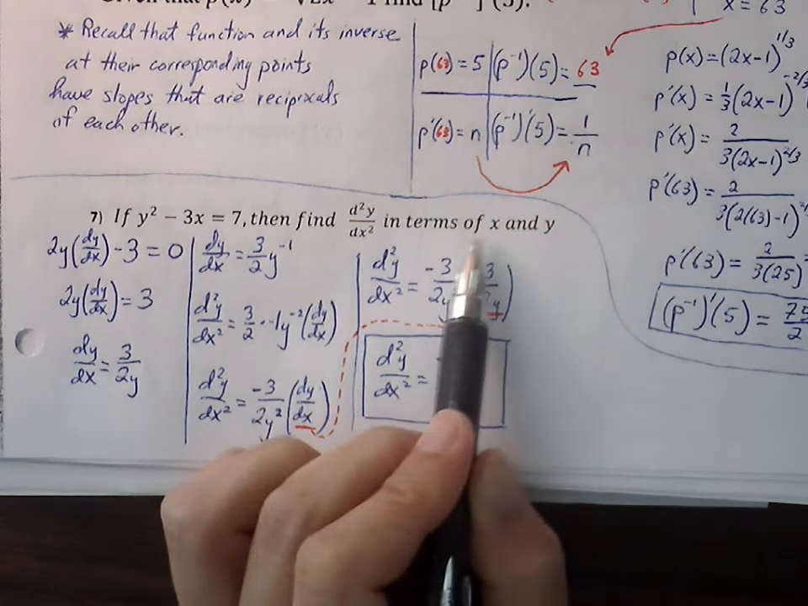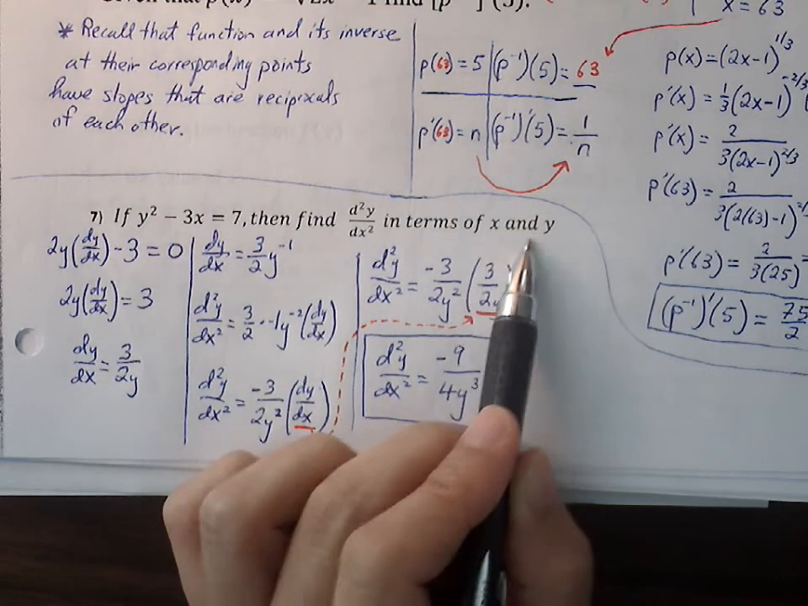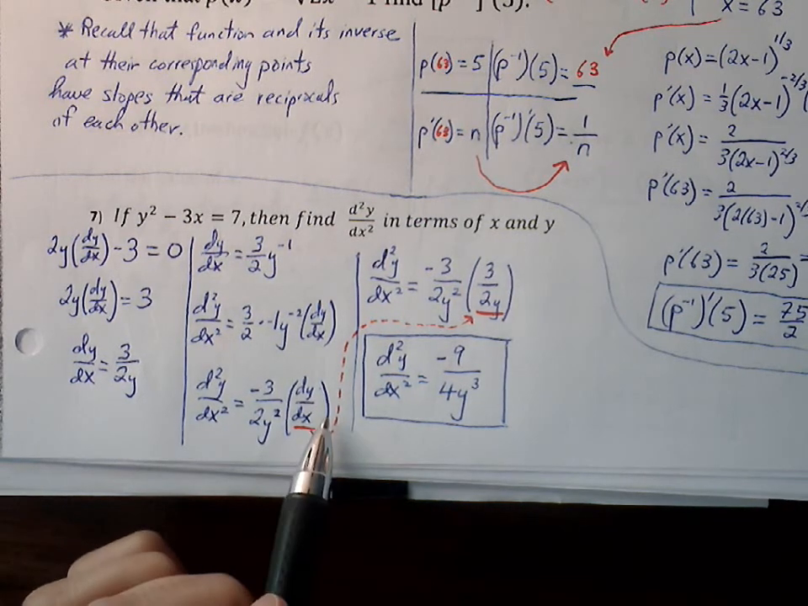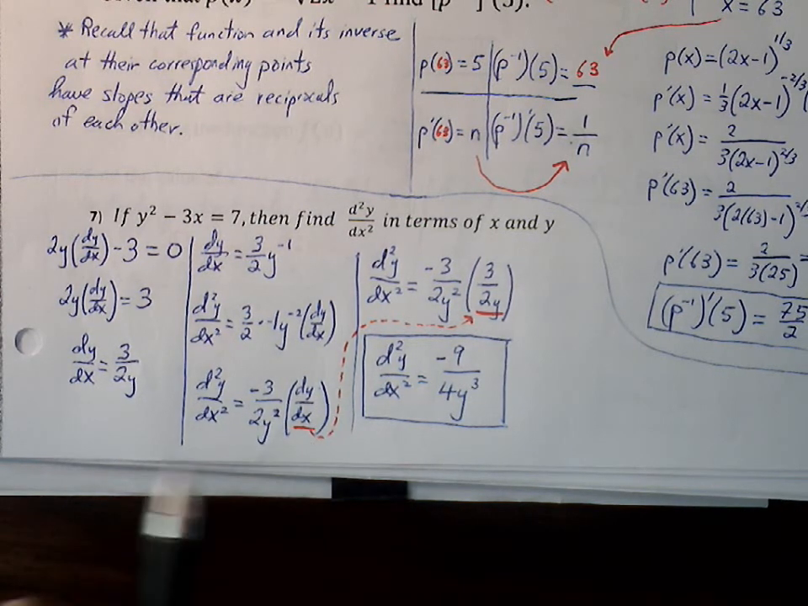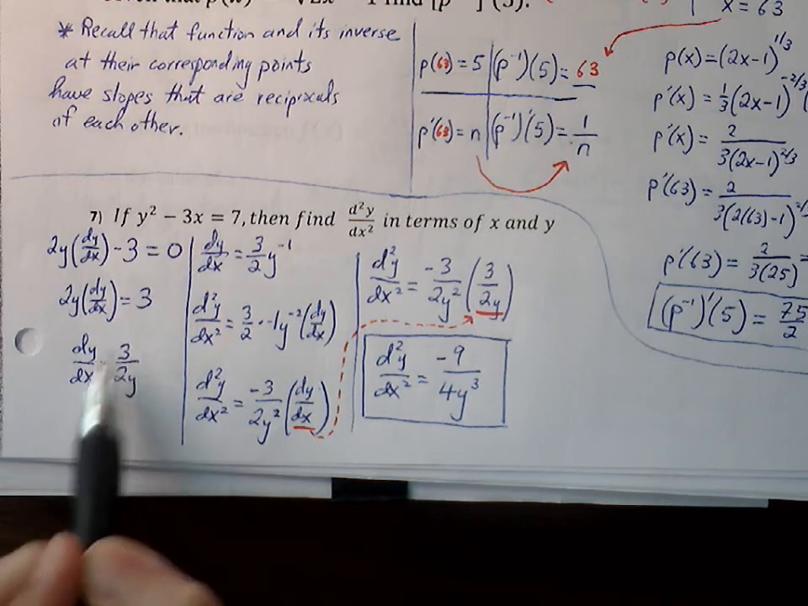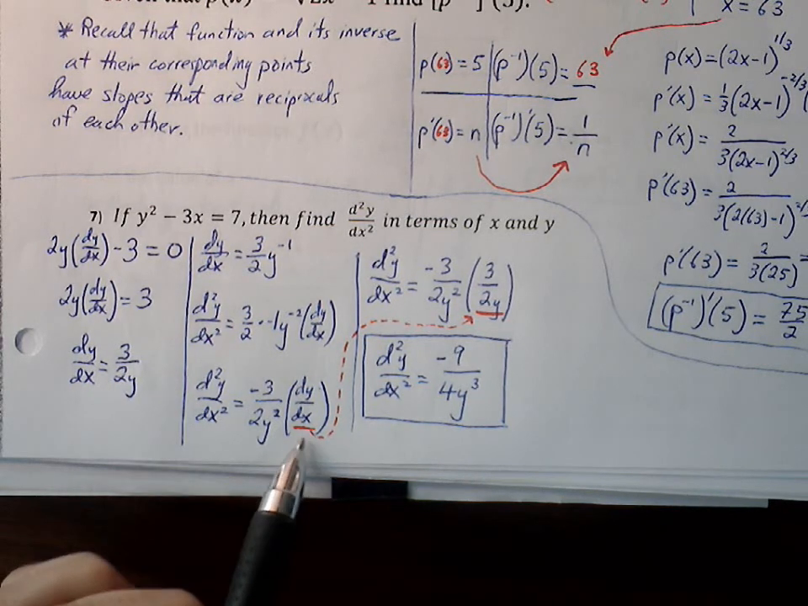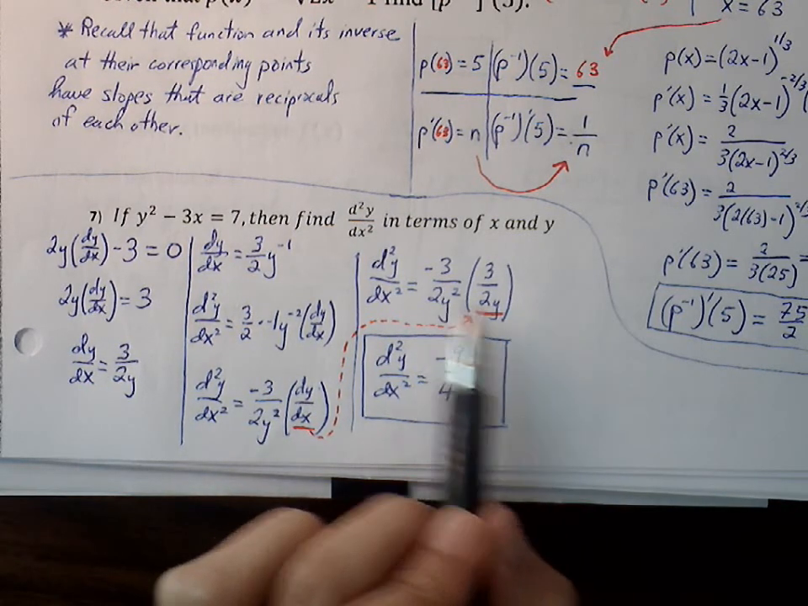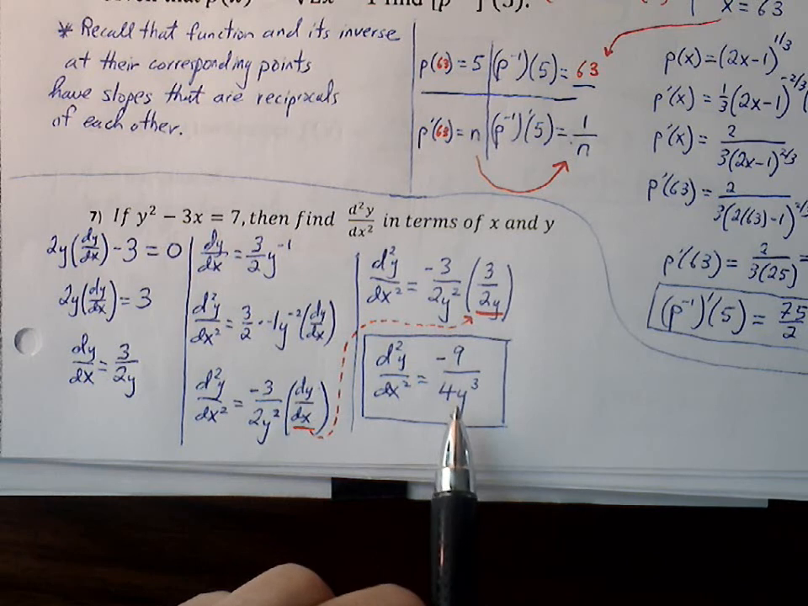Now we want to express our second derivative in terms of just x and y, so I want to replace that dy dx. Well, we know from our first derivative dy dx is 3 over 2y, so I'm going to take this 3 over 2y and put it in for my dy dx, and that way I can combine my expression. So negative 3 over 2y squared times 3 over 2y cleans up to be negative 9 over 4y cubed.